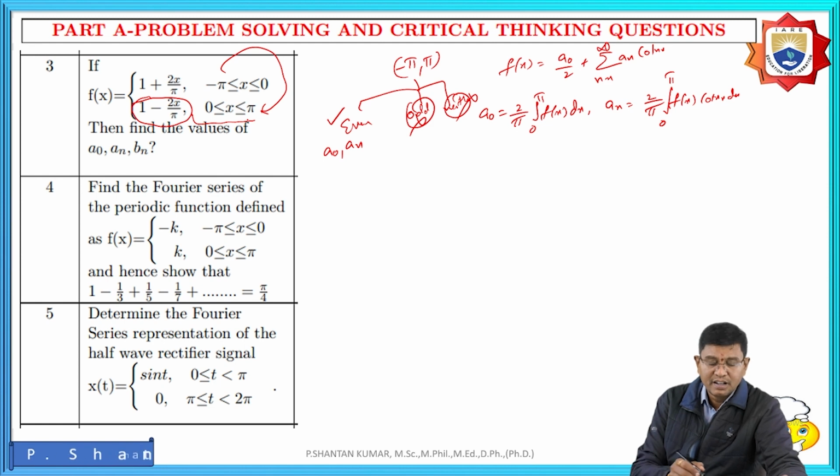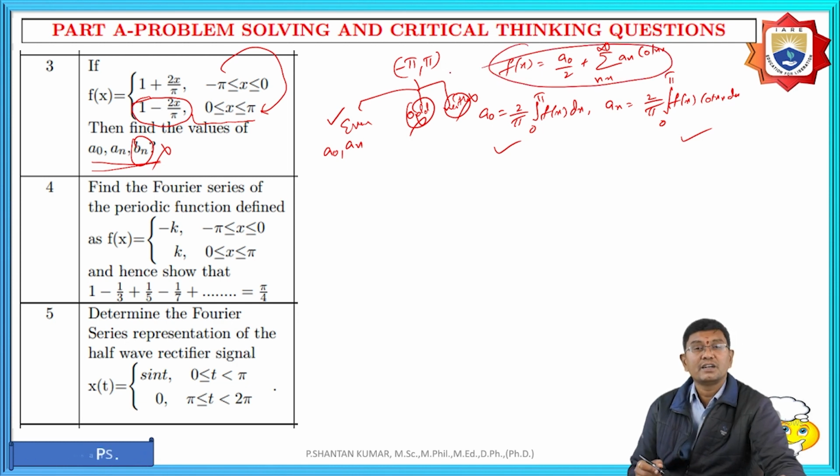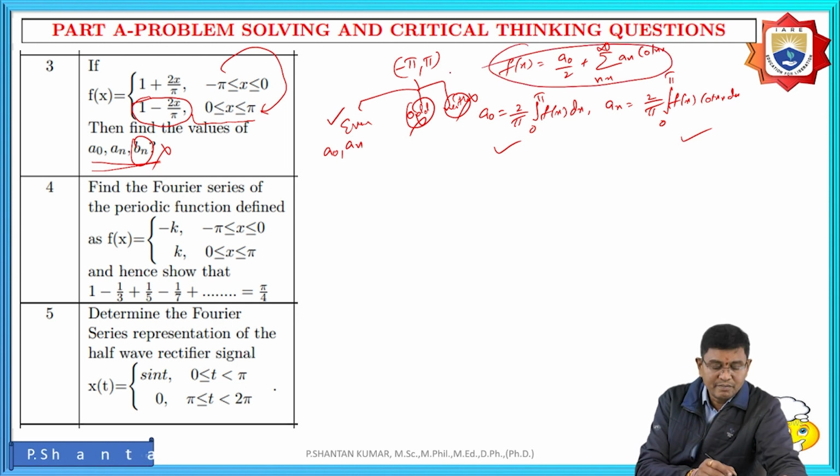And again here they are asking to find only a naught and a n. We need not find bn because the function is an even function. Therefore, we need to find a naught and also a n. And find the Fourier series of the periodic function. It is defined in the interval and hence to the condition.